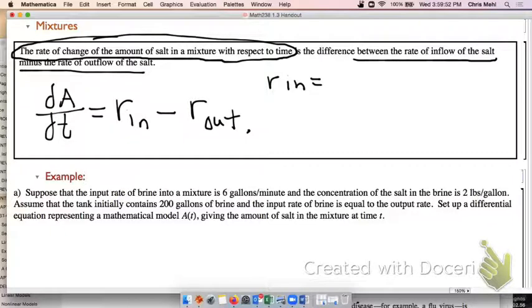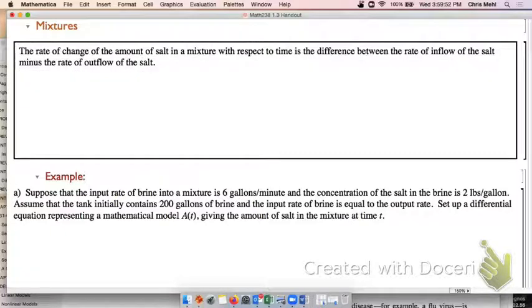Be careful. One thing, before I move on: the rate of inflow of salt is how much salt is coming in per unit time, and the rate of outflow of salt is the rate of change of how much salt is leaving. Now let me clear all strokes here and make some room for myself.